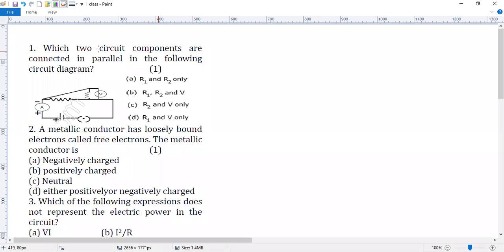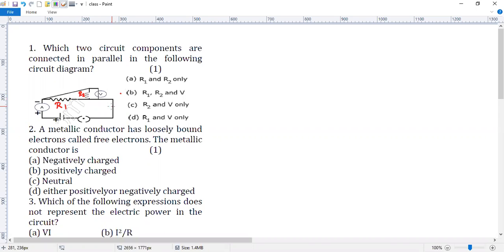So let's start with the correction. Which two circuit components are connected in parallel in the following circuit diagram? Here they have given you a circuit diagram in which this is R1 and this is R2, as I had informed you. So which of the circuit components are connected in parallel? Actually, it is R2, R1 and R2.